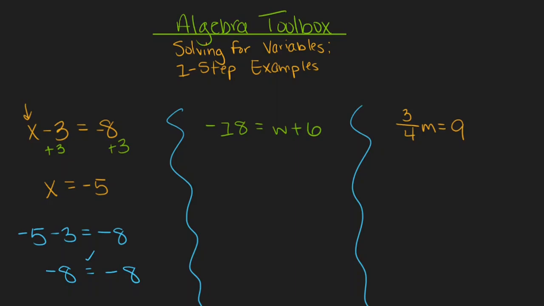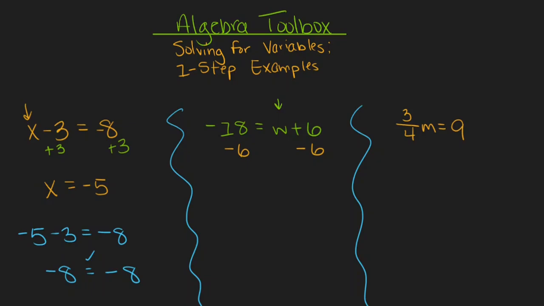Again, I know that I'll be working on getting w on its own. The only relationship that I see between w and a number on the same side of the equal sign is the addition with 6. Because 6 is being added, I'll have to use its opposite operation, subtraction, to undo or break that relationship. So I'll subtract by 6. Because I'm doing that on one side of the equal sign, I also have to be sure to do it on the other. So I'm subtracting 6 from both sides.